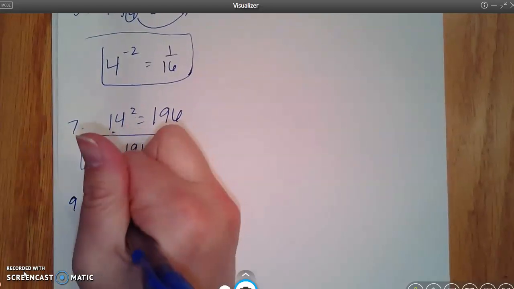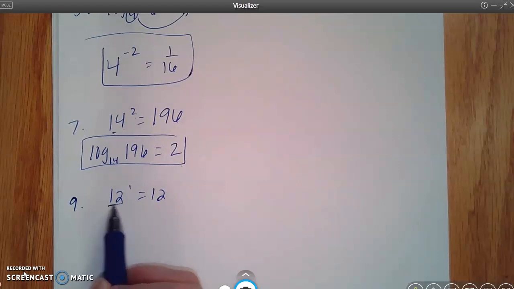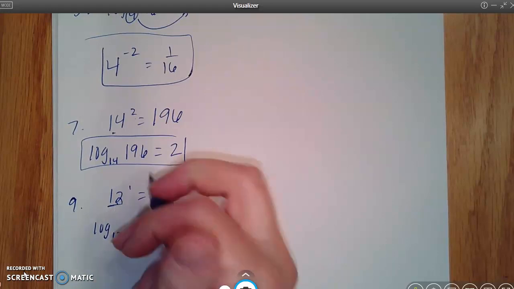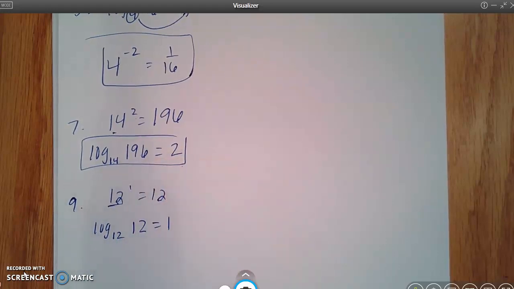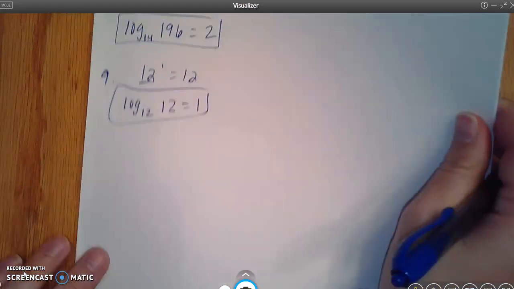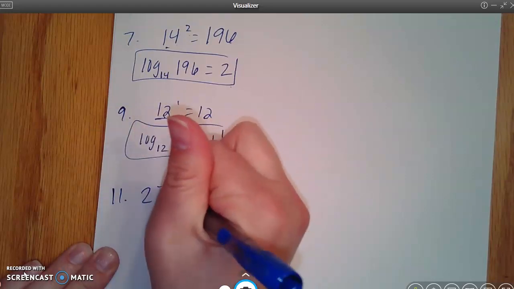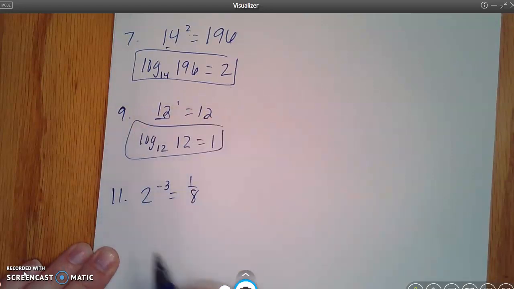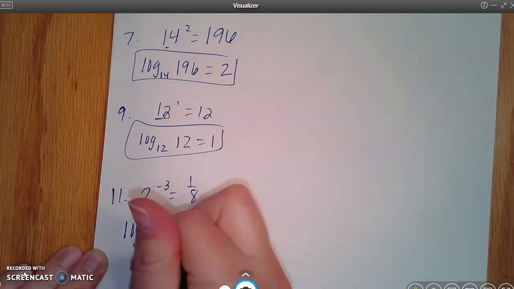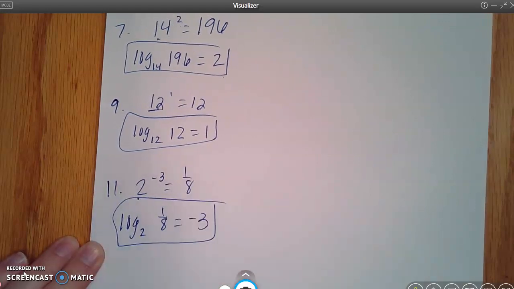Same thing, number 9, we have 12 to the first is equal to 12. 12 right here is your base, so it becomes the base of your log. 12 is a big number, 12 is a big number. So you get log base 12 of 12 is equal to 1. All right, and then one more example. You have 2 to the -3 is equal to 1/8. 2 is your base, so you get log base 2 of 1/8. 2 and 1/8 are your big numbers, and that's going to equal -3.